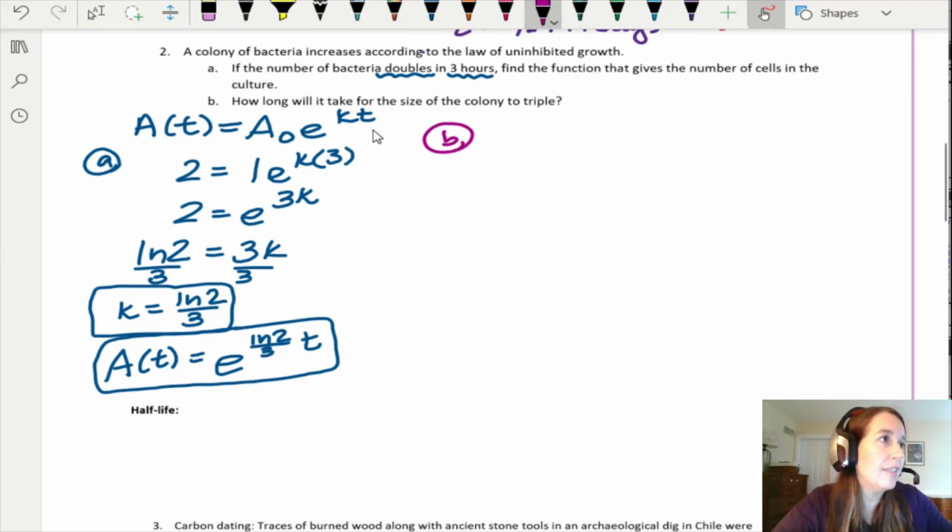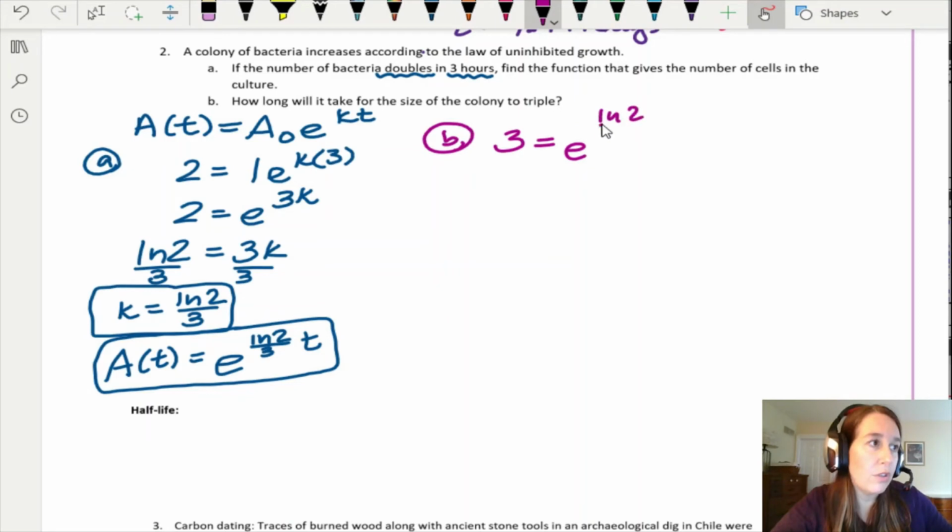then says, how long will it take for the size of the colony to triple? Okay, well, obviously triple means 3 times as big as the initial amount. So we're going to take our equation that we developed and we're going to plug in 3 for the A of t. So the amount is 3 over there. Then we have e to the natural log of 2 over 3. And then that's times t, right? Because it does say how long. So what we're trying to solve for is t.